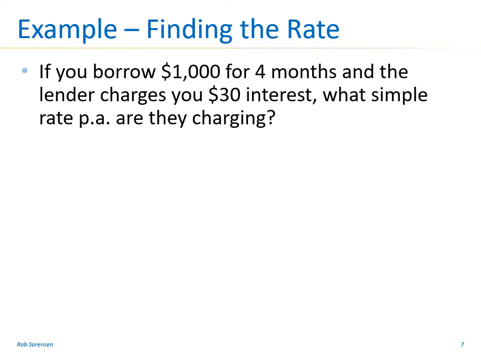Let's look at one where we have to determine the rate now instead. If you borrow $1,000 for 4 months and the lender charges you $30 in interest, what rate does that work out to be? So we've borrowed $1,000 for a time period of 4 months. I'm going to convert that to years right away because I want the rate to come out as an annual rate, don't I? We can see that right here. What rate per annum are they charging, right? So that's what they're asking us. Here, let's just highlight that. So that's fine. We were charged $30 interest.